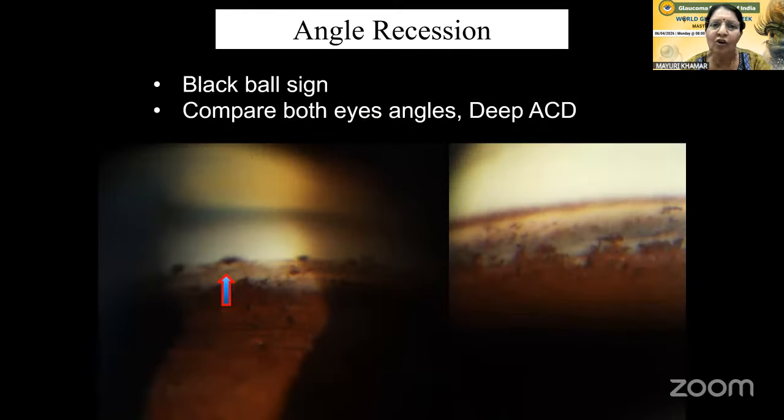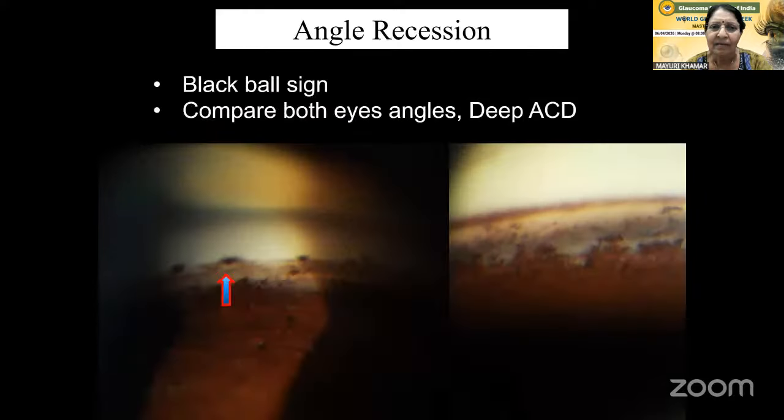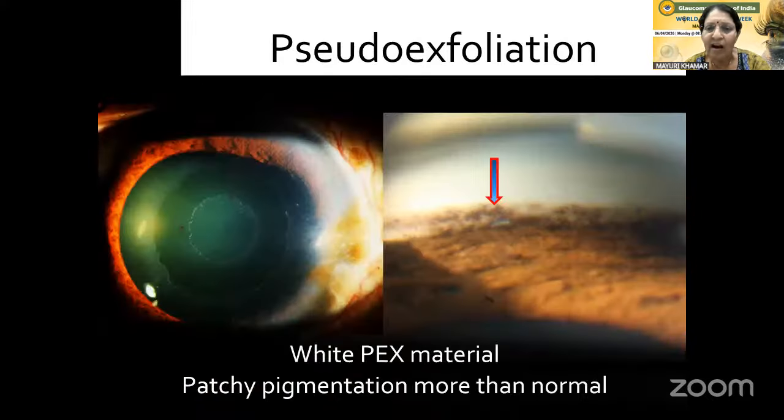Now, angle recession glaucoma or post-traumatic glaucoma is another variety. And you can see the recessed angle here. There is a cleft between the longitudinal and circular fibers of the ciliary body. And note down, the anterior chamber angle is here, but this is the recessed angle. Sometimes you can have a black ball sign, which is suggestive of previous hyphema. Always compare both eyes and look at the depth of the anterior chamber. And note down how many quadrants have angle recession.